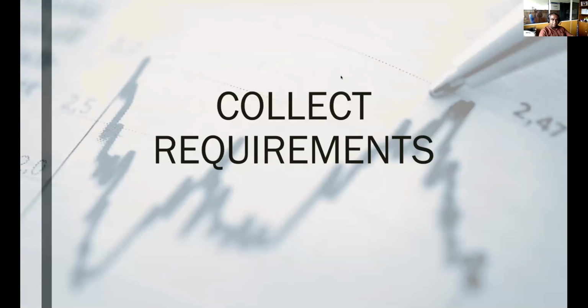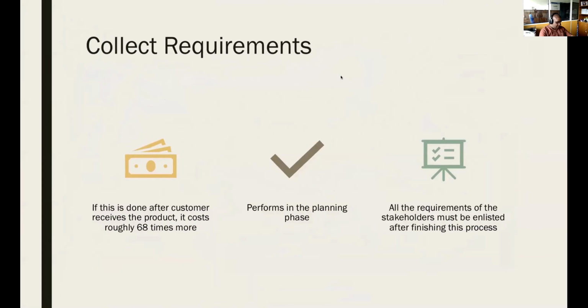First thing, collect requirements. This has to be done as early as possible. If it is done after the customer receives the product, the cost is proven to be 68 times more. If you have identified requirements carefully at the start, let's say your cost is 100. Later, after the client complains and you have to modify, it will be 6,800, or 100 multiplied by 68. This has to be done in the planning process itself, not during the construction, not after the construction. So this has to be done during the planning phase.